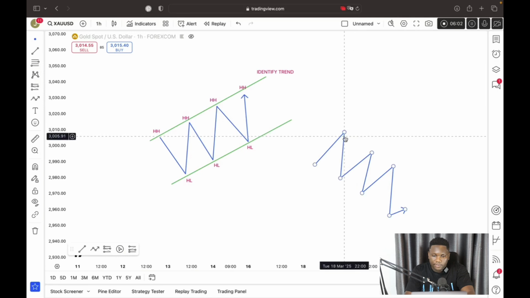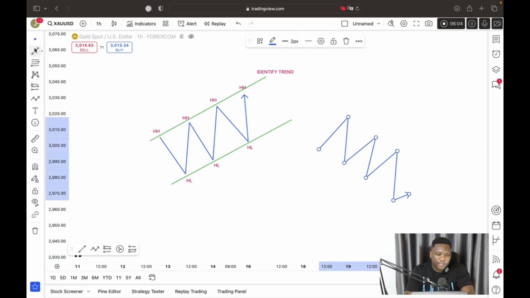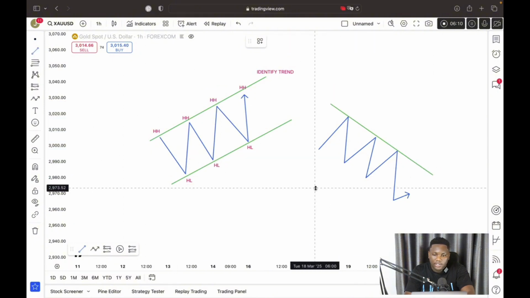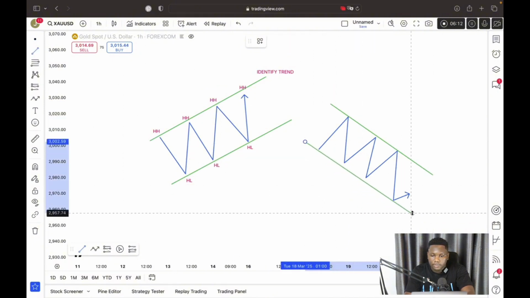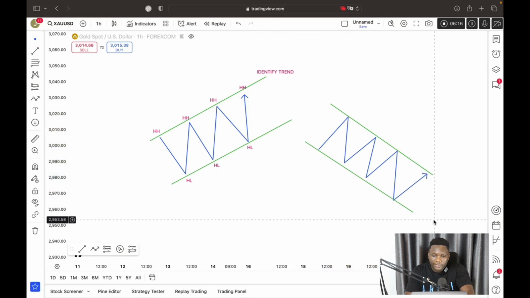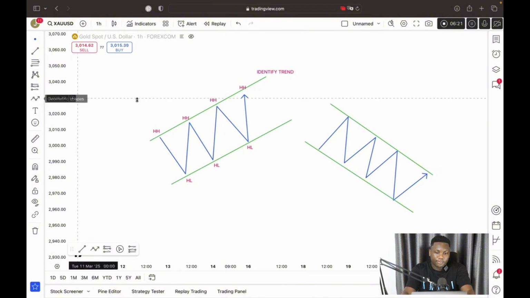We have what we call the bearish trend. On the bearish trend, let us mark, we are identifying the market. As you can see here, we have the bearish trend. On the bearish trend, that's the downtrend.